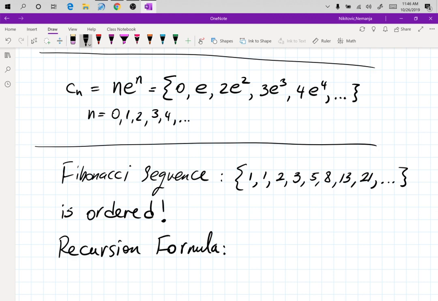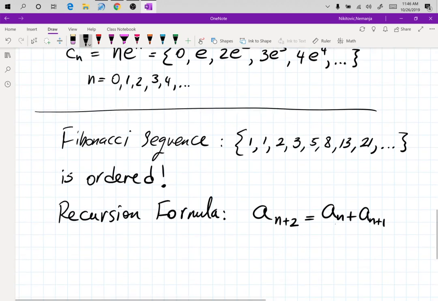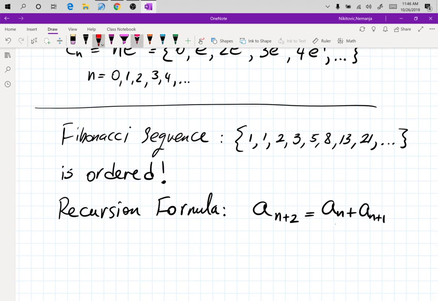And now a to the n plus 2 is a n plus 1. Okay. Welcome to the Fibonacci sequence formula, and it's the first recursion formula you are going to see. Now I'm going to write some stuff in red over here.